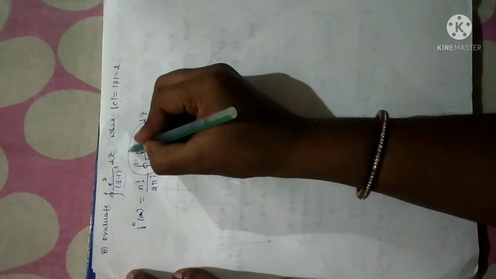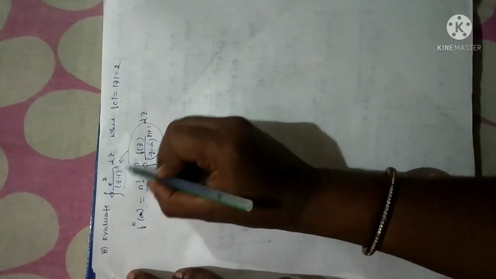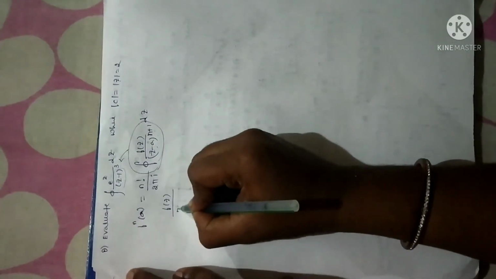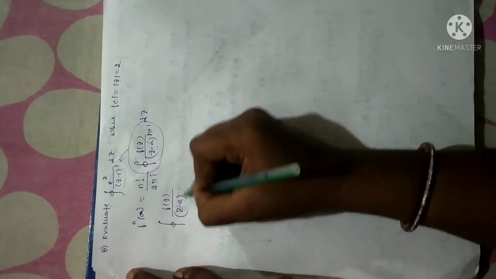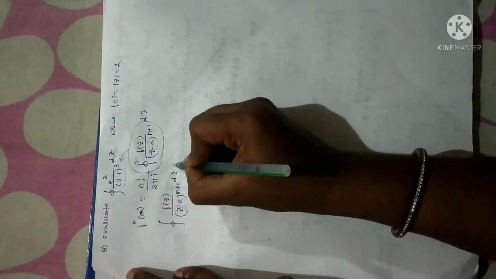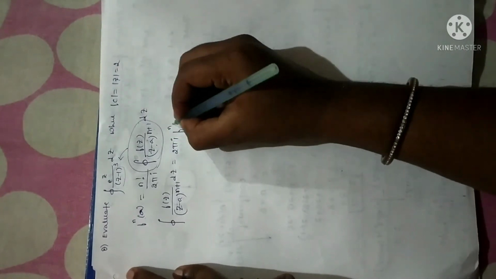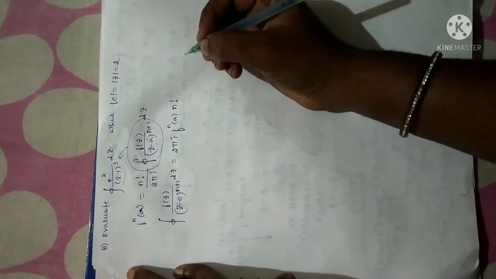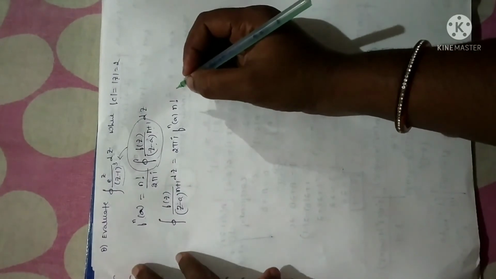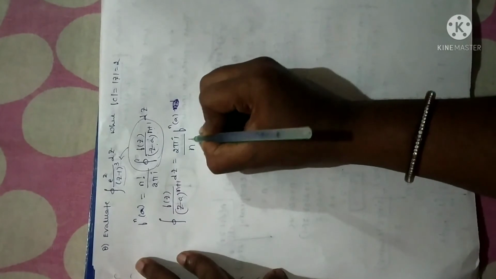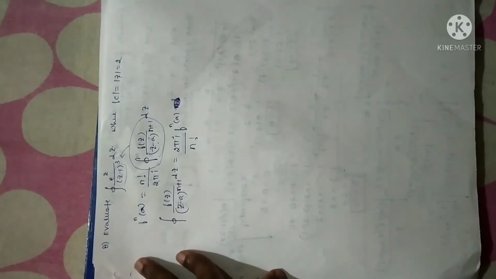So I need an expression which is of this form, f of z divided by z minus a power of n plus 1. So I'll keep this on one side and shift the remaining terms. The integral of f of z divided by z minus a power of n plus 1 into dz will be equal to, cross multiplying, 2 pi i into f power of n of a, divided by n factorial.